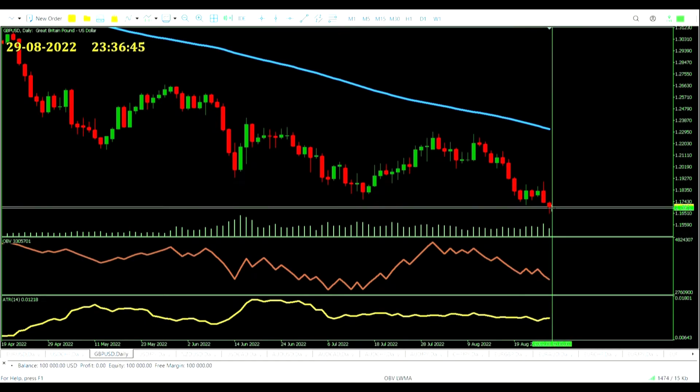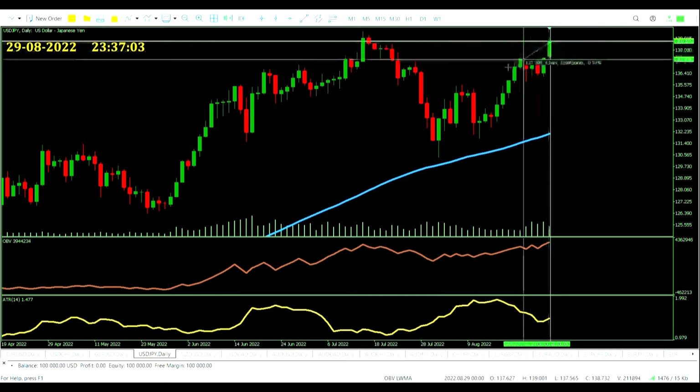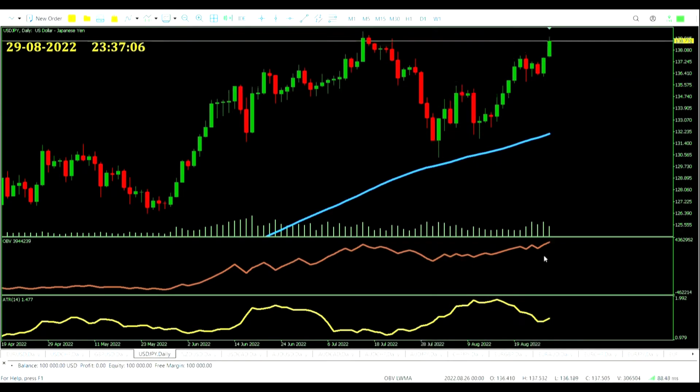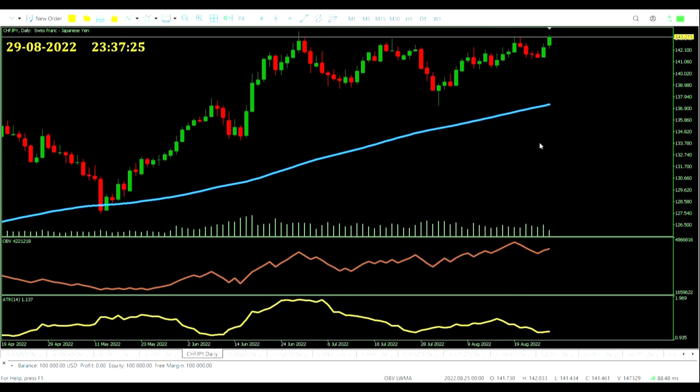Pound US dollar, we can see that's at a lower close, but the OBV is at a lower close as well. So price is there and it's away from the moving average enough, but we're not seeing that divergence to get us in. Same with the dollar yen, highest close over the last 20, but same for the OBV. No divergence. Swiss franc Japanese yen though, looks like we are getting a divergence signal here.